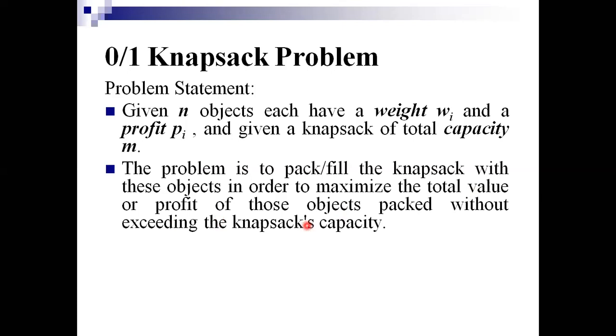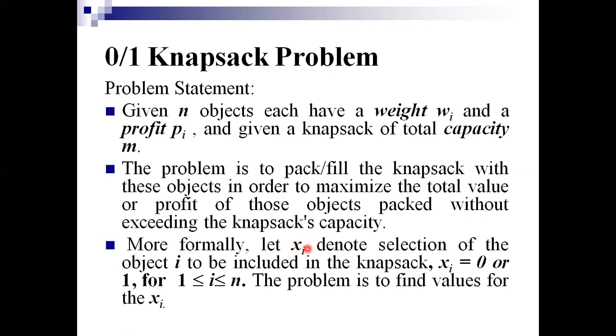And here, the solution vector which we talk about is x of i. This x of i, which denotes the selection of the object i to be included into the knapsack, will be either 0 or 1. I mean, 0 means it is completely rejected, 1 means it is completely selected. So there is no fraction. You cannot have 0.5, 0.6 and all those things. Fractions are not allowed, for every object ranging from the first object to the nth object. So our intention is to find the values of x of i, that means which object is selected, which is not selected, and the maximum profit that I get, right?